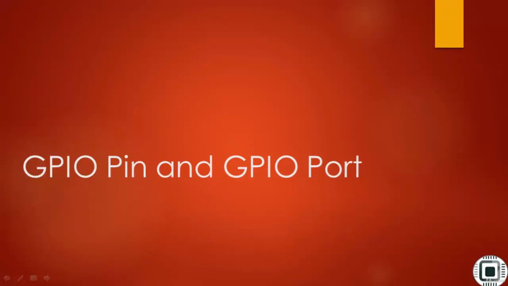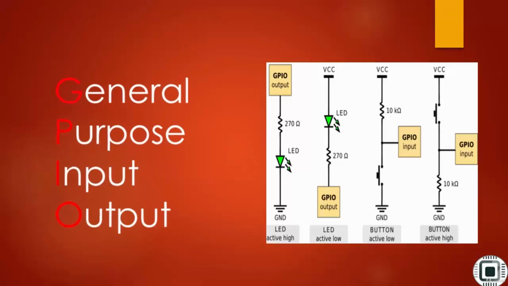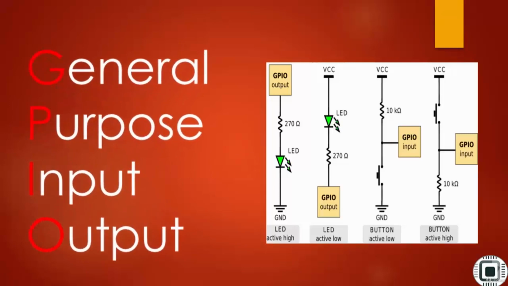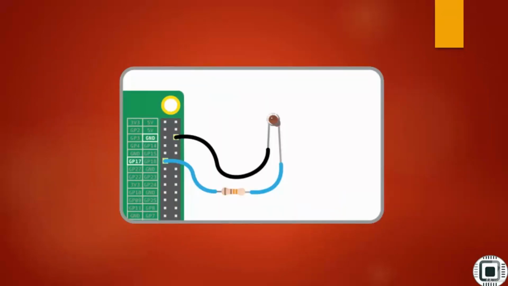GPIO pin and GPIO port. When getting started in embedded programming, GPIO pins, which stand for General Purpose Input Output, are one of the first things played with. It's also quite evident that the most popular Hello World program in embedded system programming is Blinky, that is an LED connected to a pin on the microcontroller that keeps blinking.